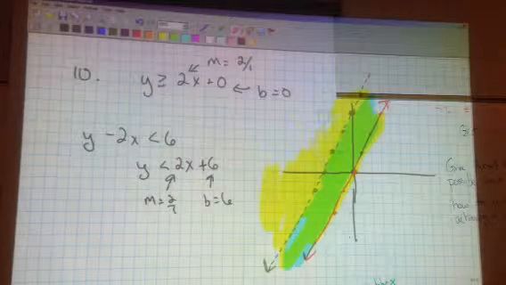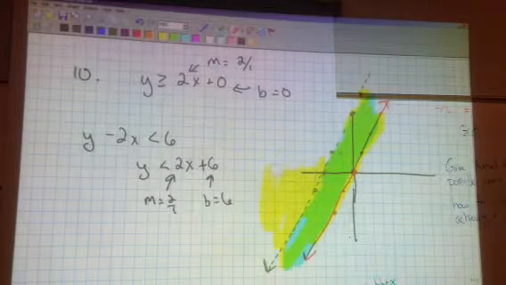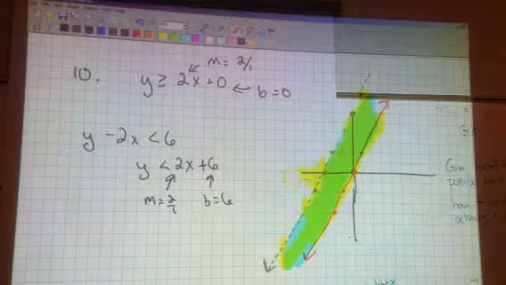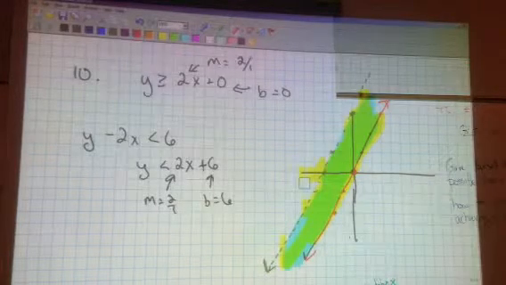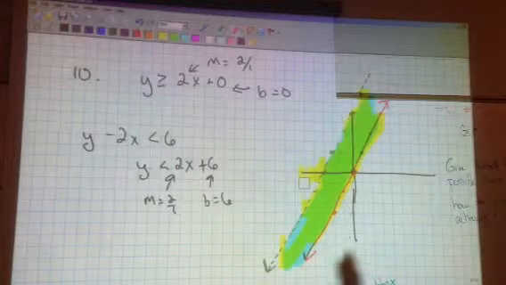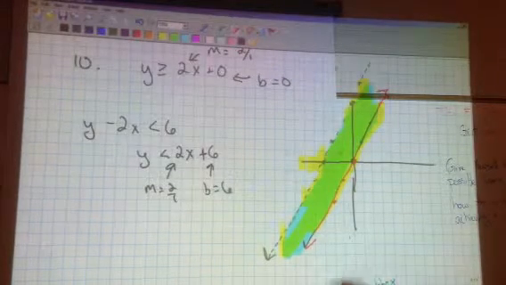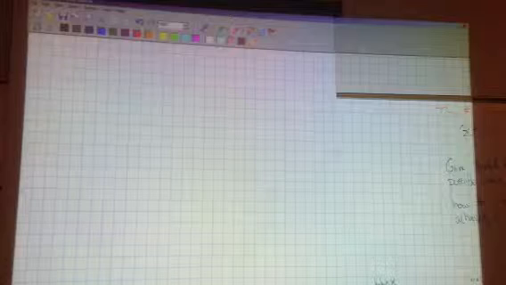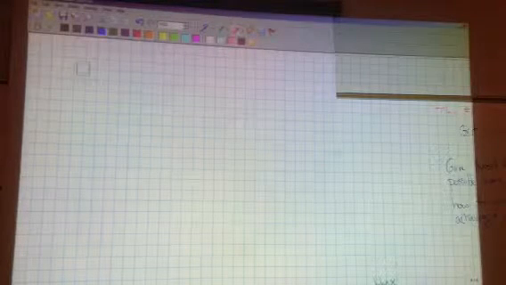In fact, you don't even have to have all this yellow stuff out here because it's not going to be a solution to both inequalities. And so it would be like this little strip in between these two line inequalities. So that's graphing inequalities. Now let's move to exponents.